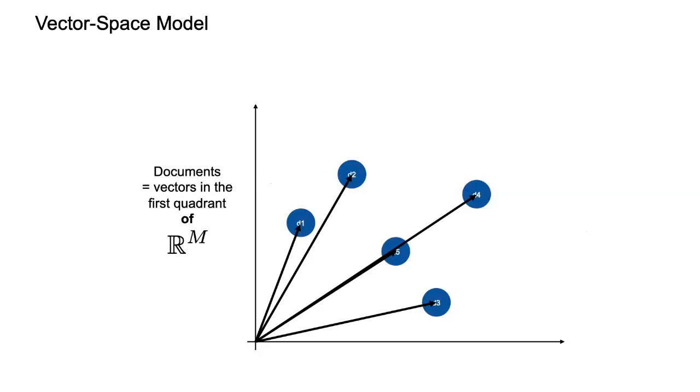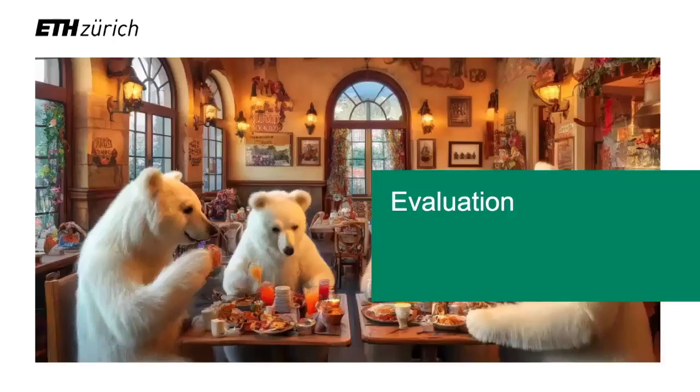Now we looked at the vector space model, where if we have vectors of non-negative integers, we are basically in the first quadrant of R to the power of big M, where M is the number of terms. It's a very high dimensional vector space. And we can even store that in a vector database and use SQL in order to filter by distance to a specific query vector and so on, or order.